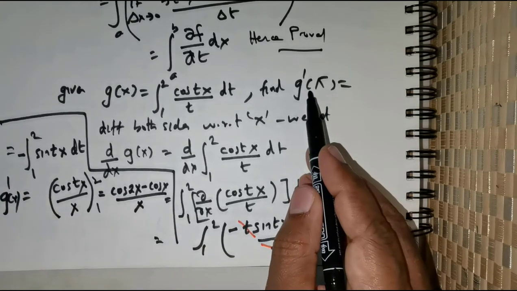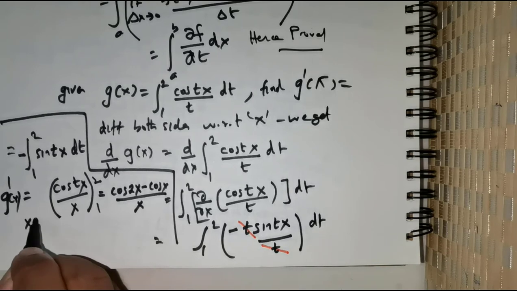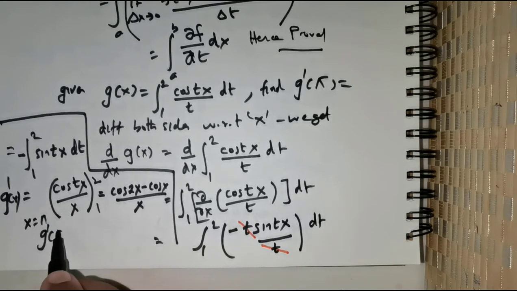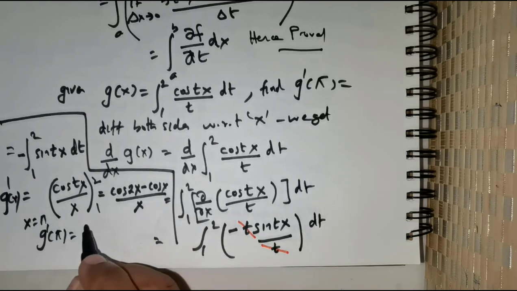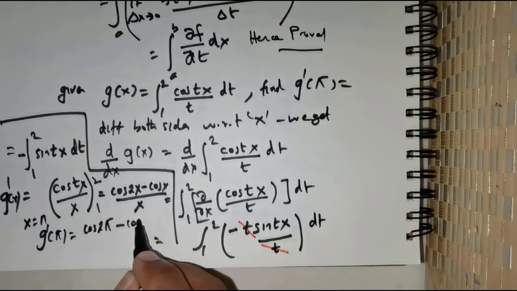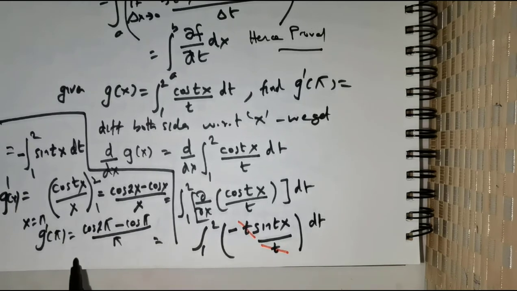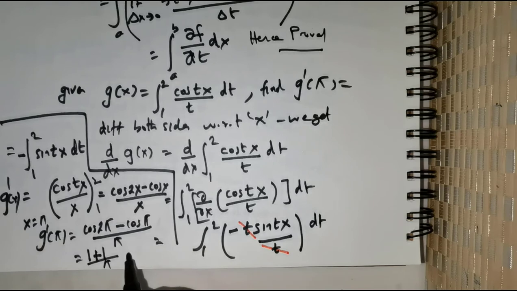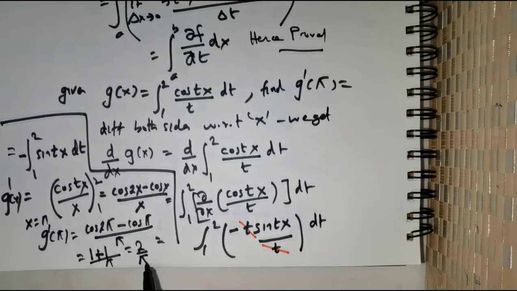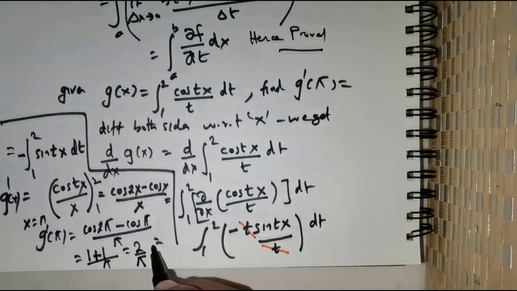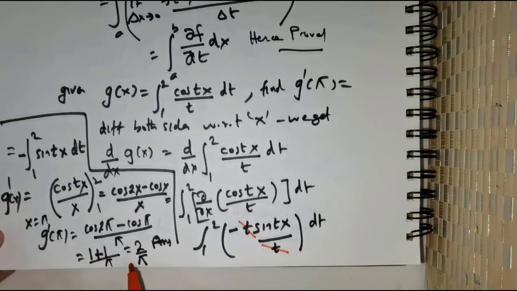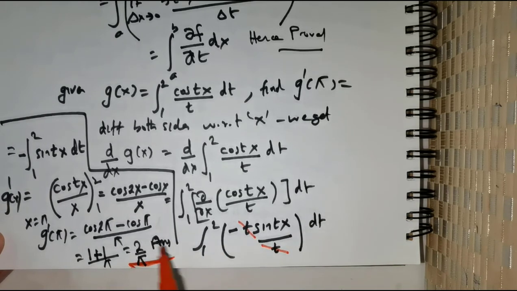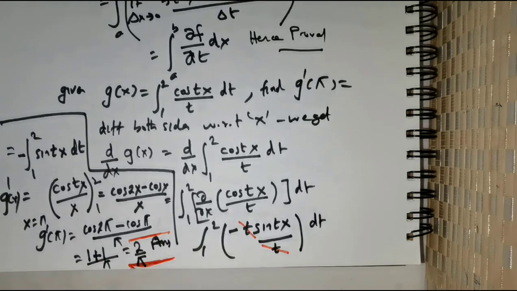But we are expected to find g dash of pi. So when x is equal to pi, g dash of pi is nothing but cos 2 pi minus cos pi, divided by pi. Cos 2 pi is positive 1, cos pi is negative 1, so negative of negative will be positive, divided by pi. This gives 2 over pi, and I can state that to be the answer, 2 over pi. So that is a good place for us to draw the red line.